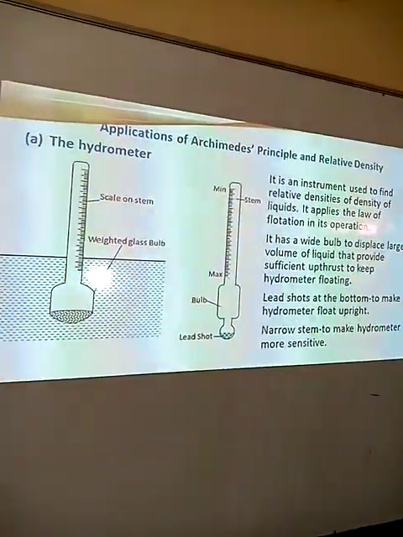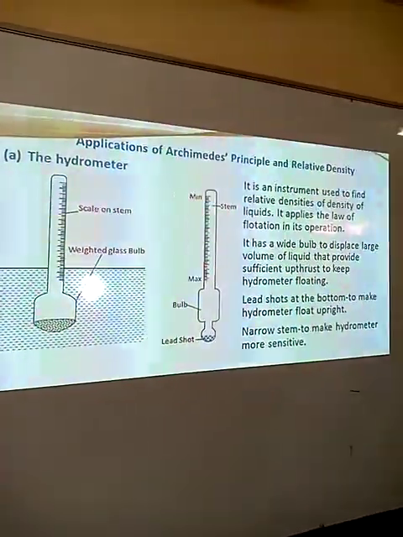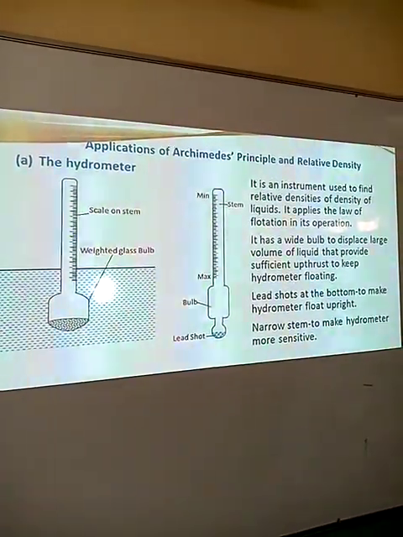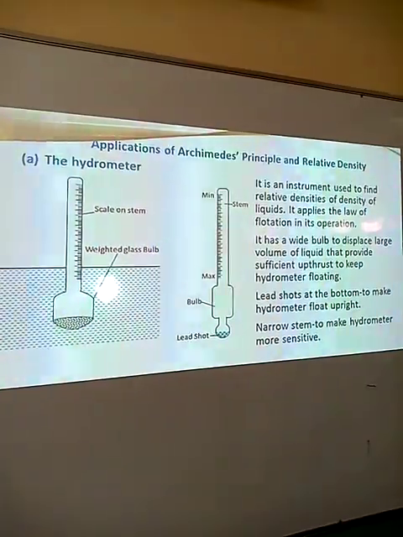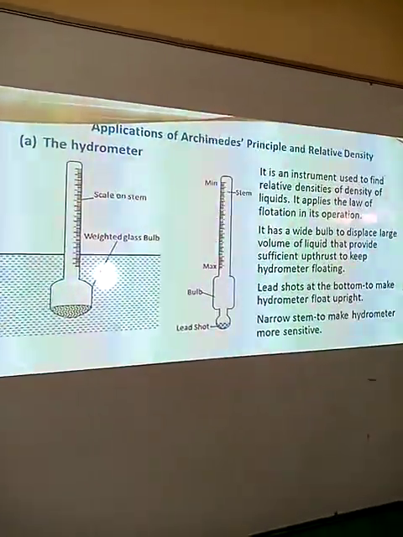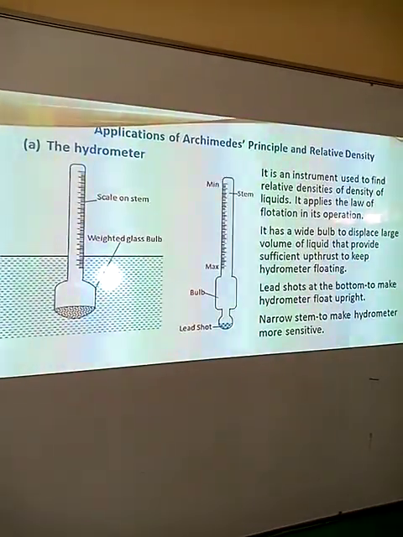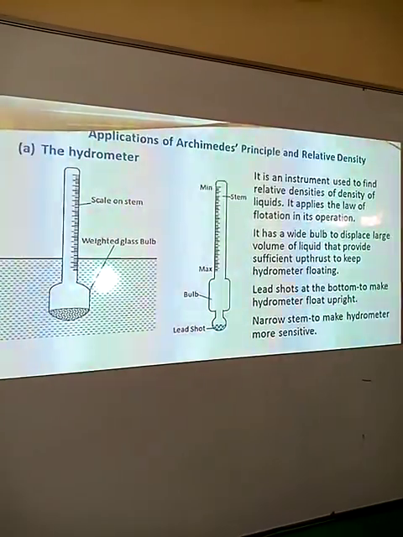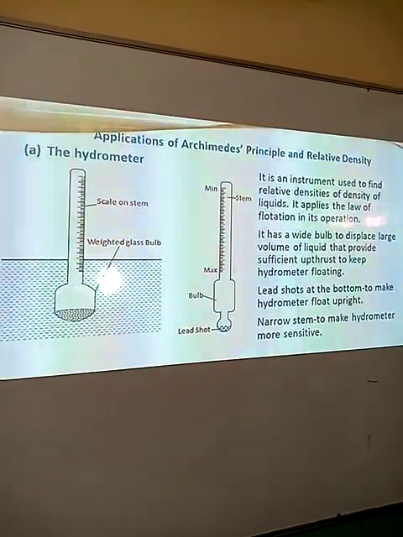We were looking at floating and sinking as a topic in our previous lesson, and we want to proceed from where we left. Now, we want to look at the last aspect of this topic called applications of Archimedes' principle and relative density. In our previous lessons, we have looked at the hydrometer in detail, but maybe just to repeat what we have already done. A hydrometer is a device that looks like this and is used to measure or to determine relative densities and densities of substances.